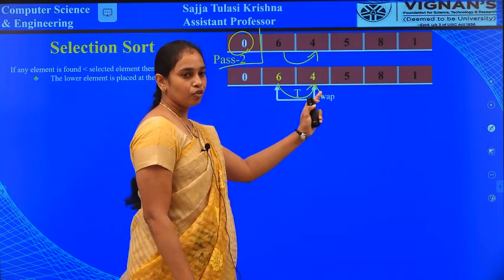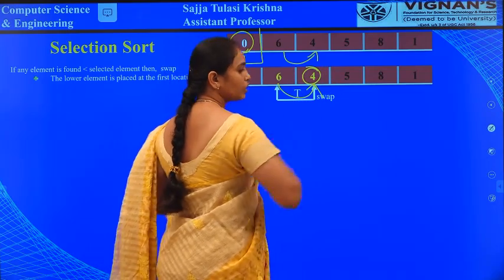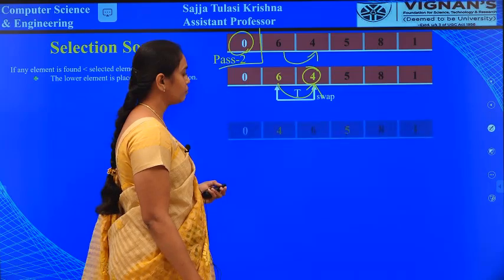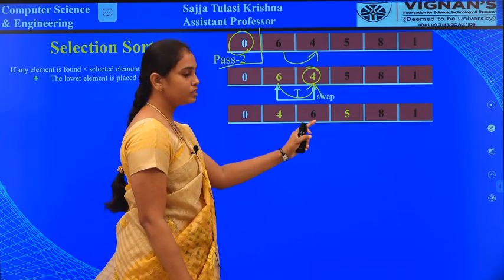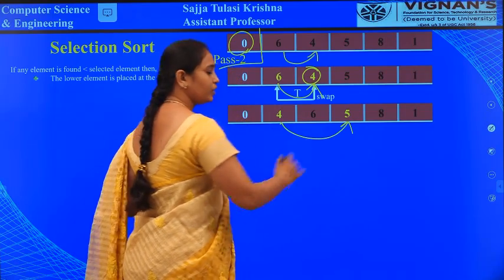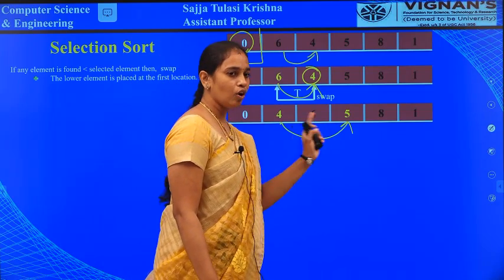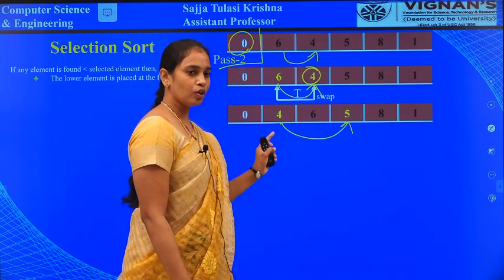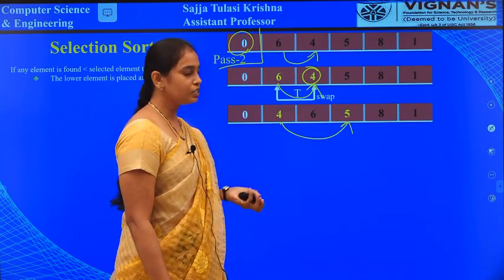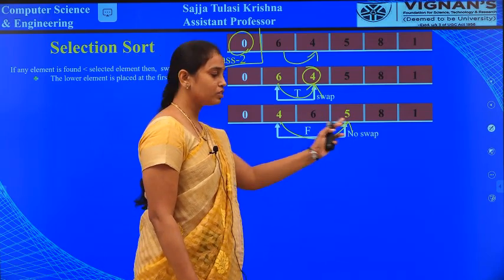6 greater than 4. Which one is the minimum element? The second one. That's why it is swapped with 6. Now see, 4 and 6 are swapped. Now again this position is compared with the next position. Is 4 greater than 5 or less than 5? 4 is less than 5, so there is no swap. The condition is false here, because it is the higher element.